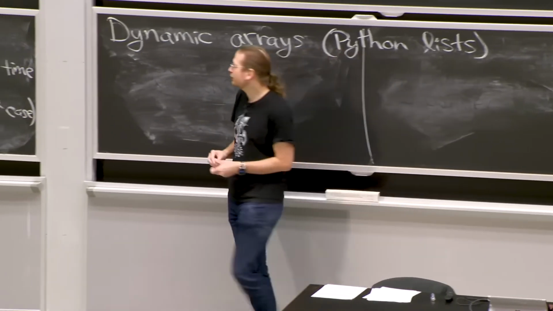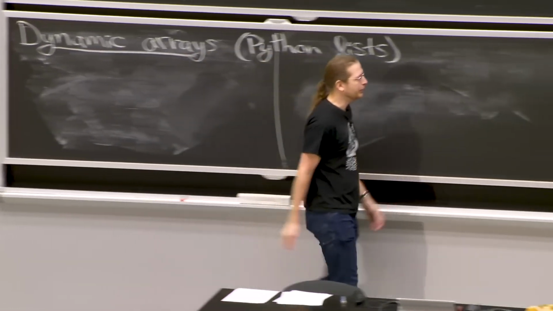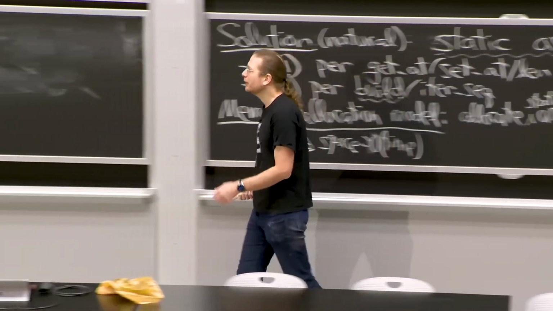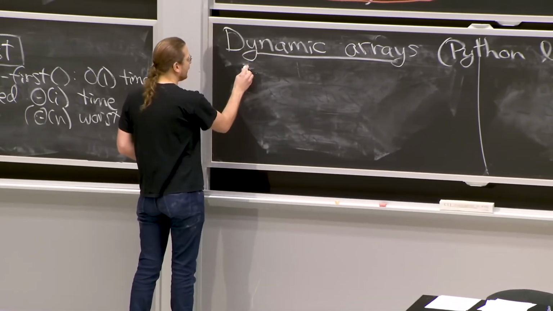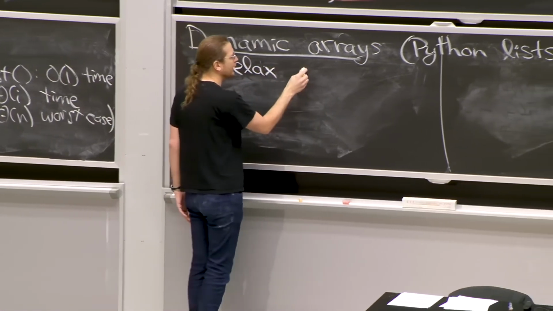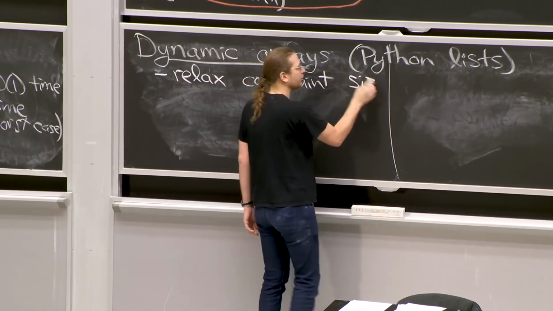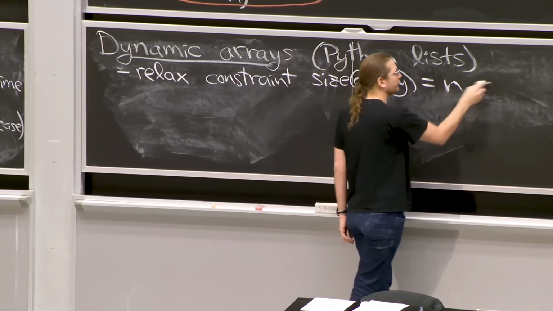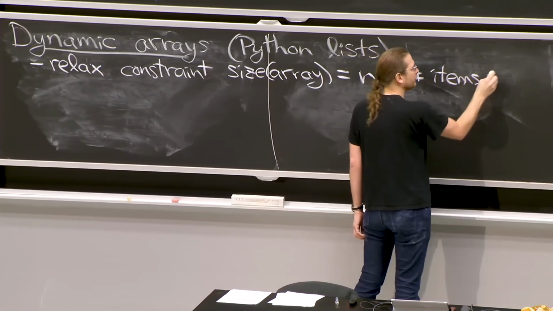And in recitation notes, you'll see how to actually implement them if all you had were static arrays. But luckily, we have dynamic arrays, so we don't have to actually implement them. But inside the Python interpreter, this is exactly what's happening. Okay, so the idea is to relax the constraint, or the invariant, that the size of the array we use equals n, which is the number of items in the sequence.